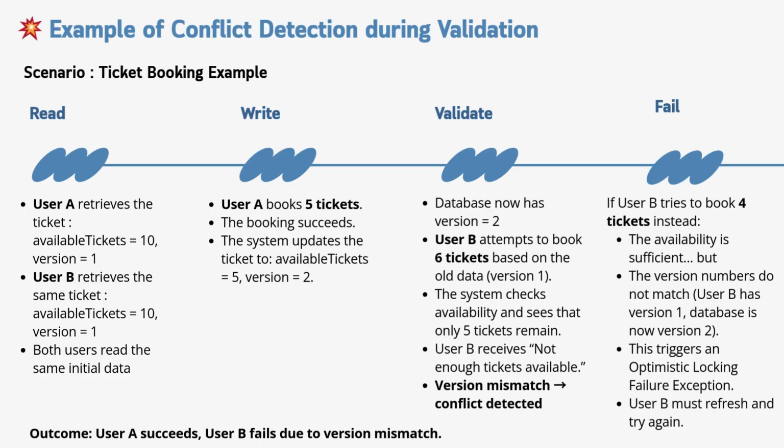Case 2: user B books 4 tickets. This time the availability is enough, but during validation, the system compares versions. User B has version 1, while the database is now in version 2, updated by user A. This is a version mismatch, meaning someone has updated the ticket after user B read it. So OCC detects this as a conflict and throws an optimistic locking failure exception. User B must refresh and try again using the latest version.